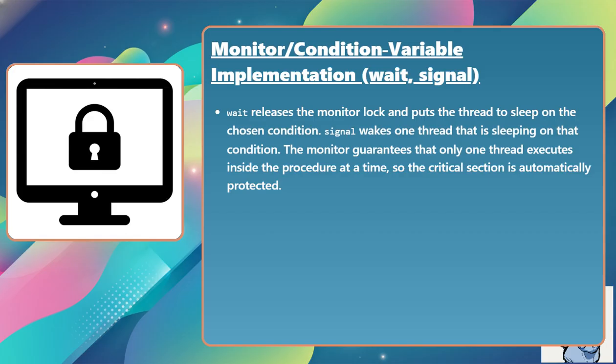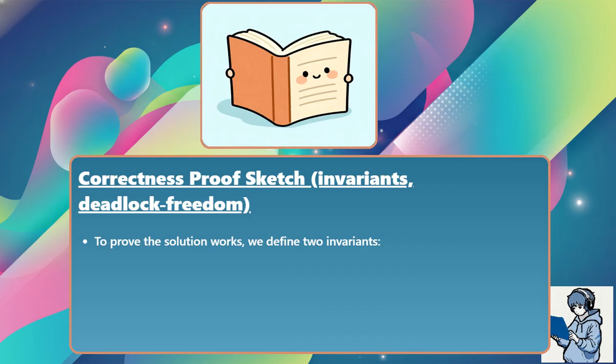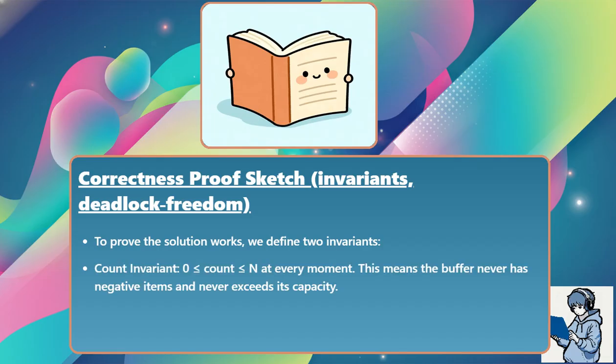The monitor guarantees that only one thread executes inside the procedure at a time, so the critical section is automatically protected. To prove the solution works, we define two invariants. Count invariant: 0 ≤ count ≤ n at every moment. This means the buffer never has negative items and never exceeds its capacity. Index invariant: in and out are always valid indexes, 0 ≤ in, out < n.